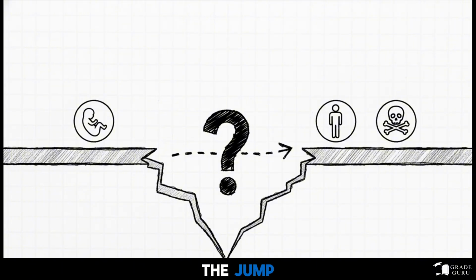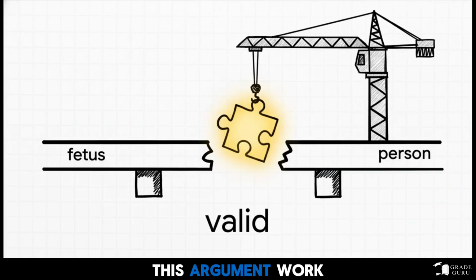Do you see the jump? We're talking about a person in the first premise and a fetus in the second. The argument just assumes they're the same thing without ever saying it. That's the logical gap. So to make this argument work logically, you have to add the missing piece that connects the dots. You need to add the hidden premise, a fetus is a person. Once you stick that in there, boom, you've bridged the gap. Now the argument is structurally valid. And this is exactly what they'll ask you to do on the exam. Find that missing link and write it down.